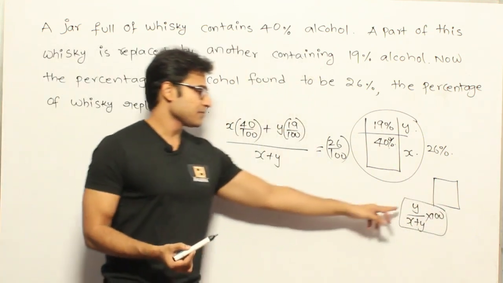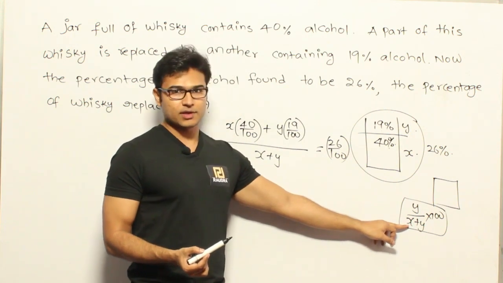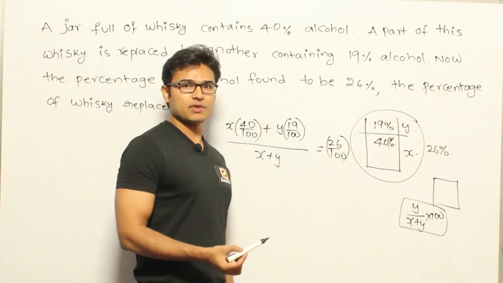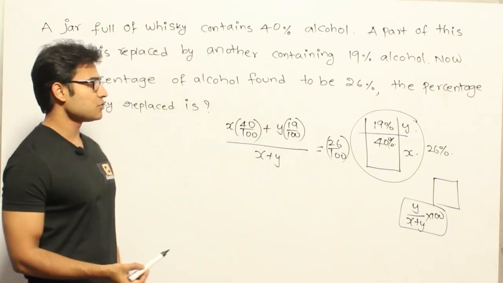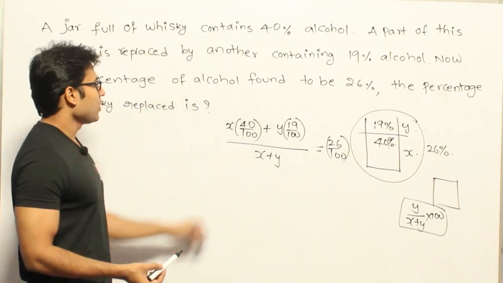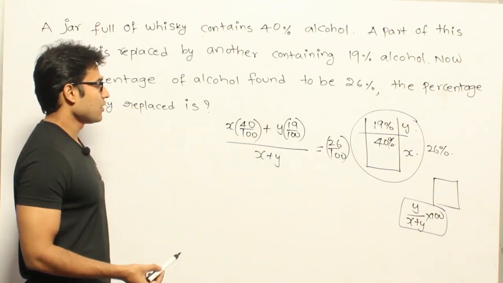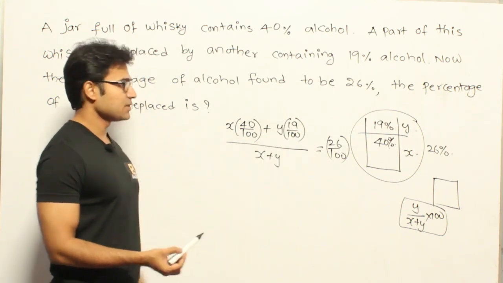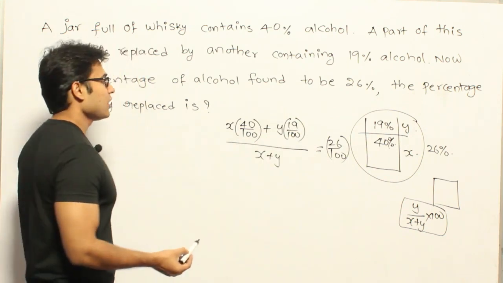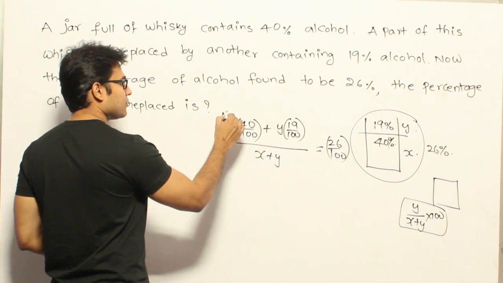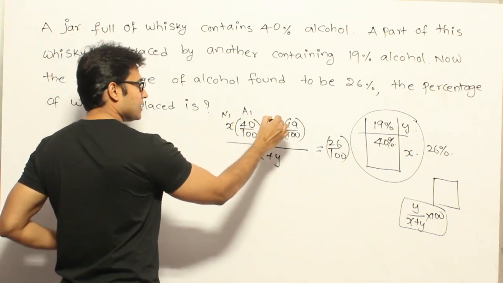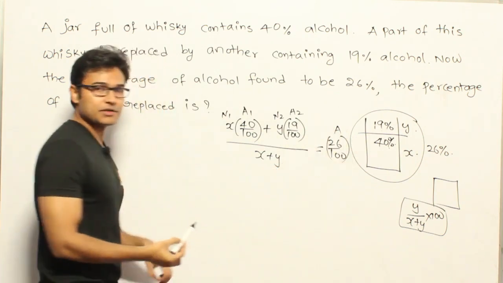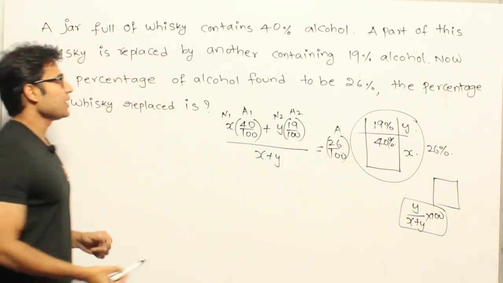Now to answer this, if you can find the ratio between X and Y, I can write it as 1 by (X by Y plus 1) into 100. So I have to find the ratio between X and Y. If you observe this entire equation, it is as if it is in the Alligation formula. So now you can assume that this one is N1, this one is A1, this one is N2, this one is A2, and this one is A in that Alligation formula. Now you can apply N1 by N2.